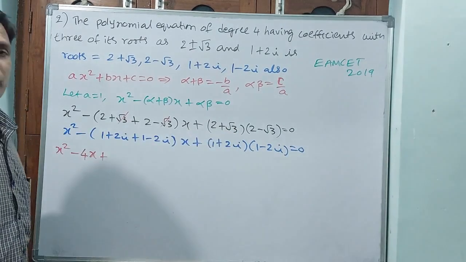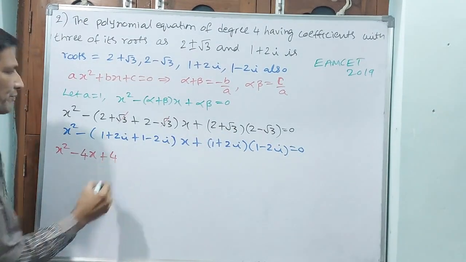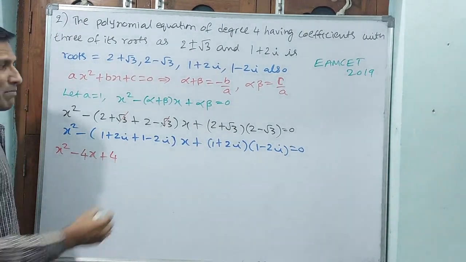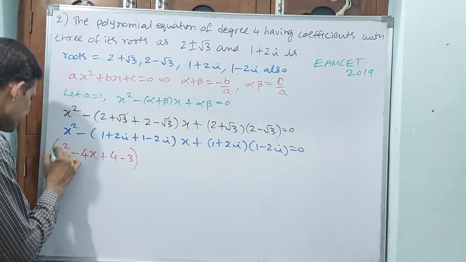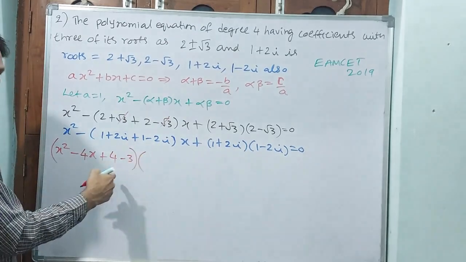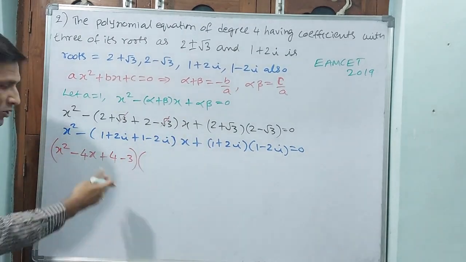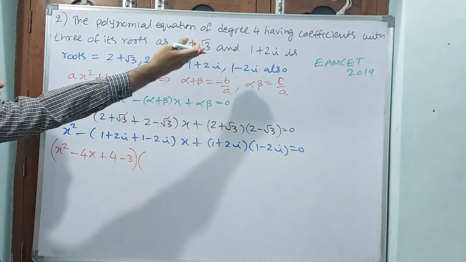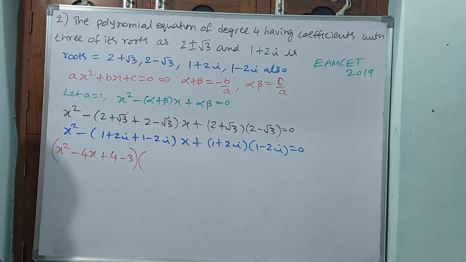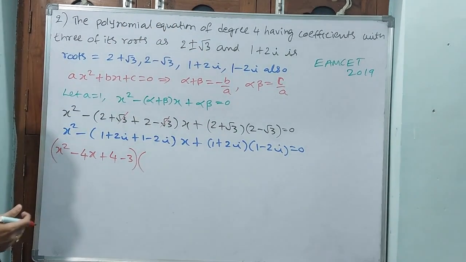Why? Because (a plus b) into (a minus b): a square means 4, minus b square means minus 3. Okay? Into this equation. Why? Because if you multiply both, then only power 4 will come. x square into x square, x to the power of 4 will come. Why? Because degree 4 is what we call a biquadratic equation.